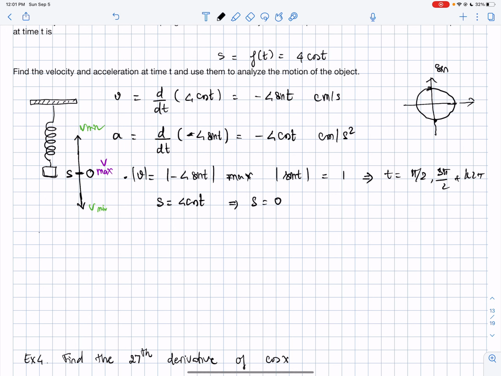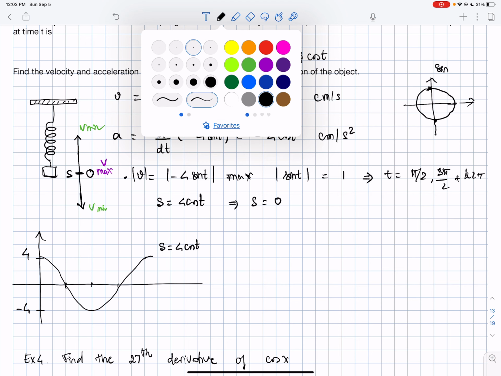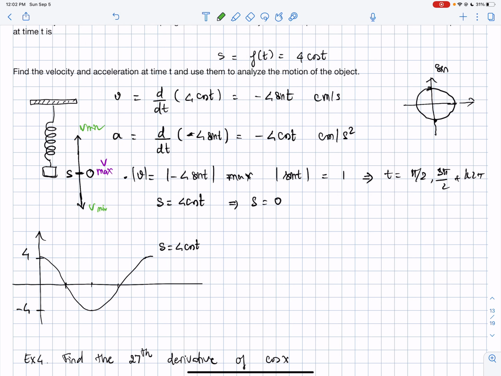So if we draw the graph for the function sine and cosine, we have 4 and negative 4. So s is 4 cosine of t. So this is the function s equals 4 cosine of t. And the function v is negative 4 sine of t.